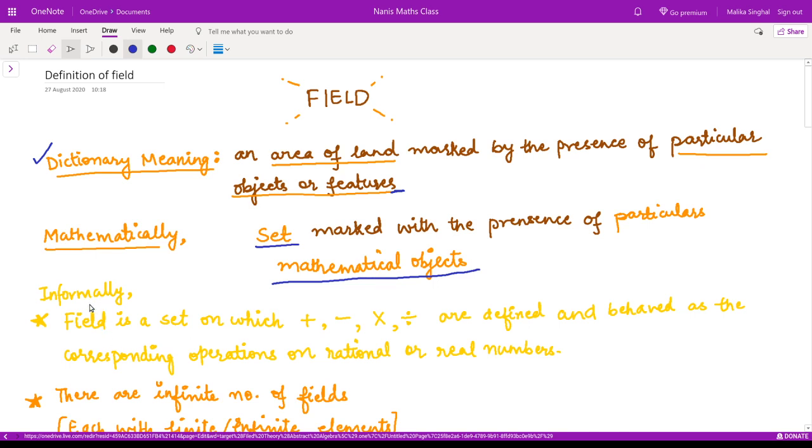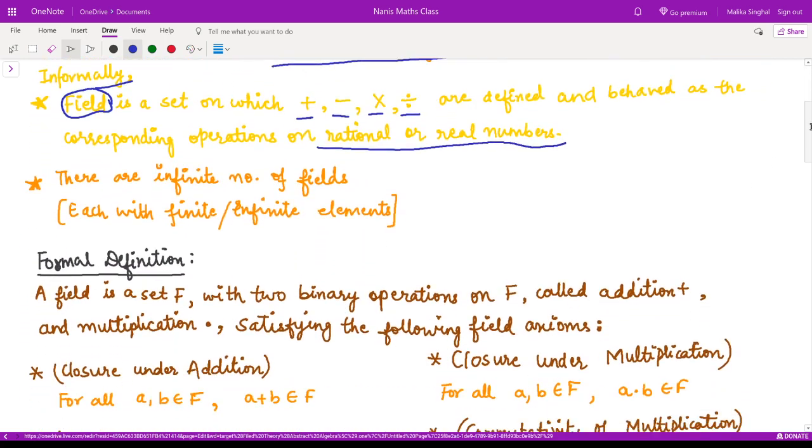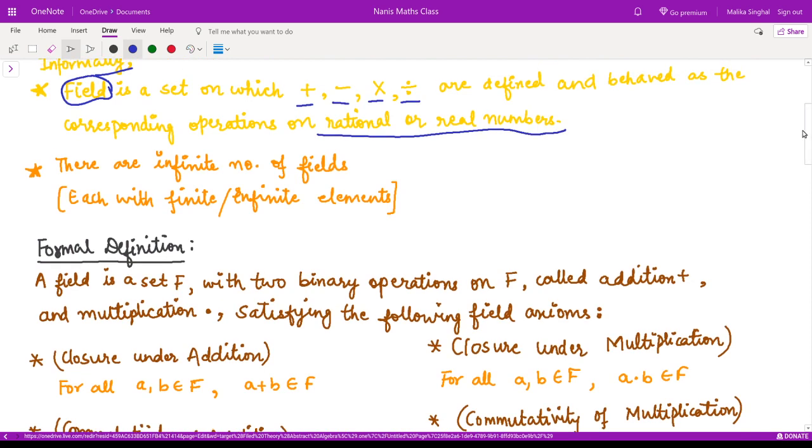So informally, we have been using fields previously also, right? In so many subjects and everything. So a field is a set on which addition, subtraction, multiplication and division are defined and behave as the corresponding operations on rational or real numbers, as we have done in earlier classes like in arithmetic and algebra courses in our school, right? So there are an infinite number of fields that are present to us.